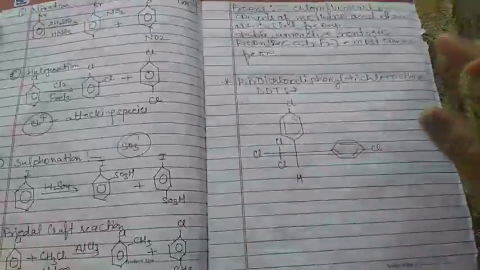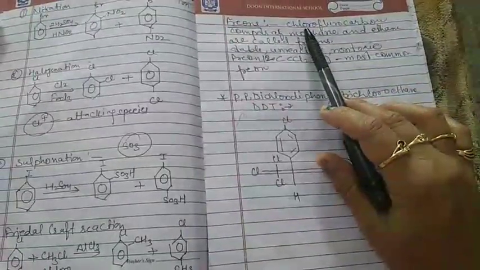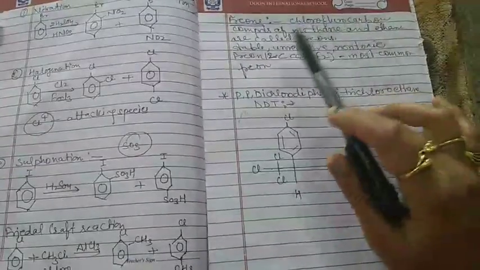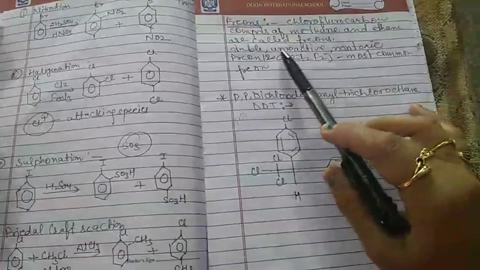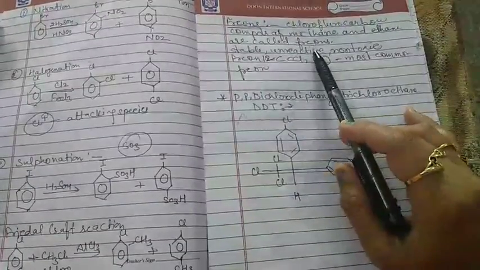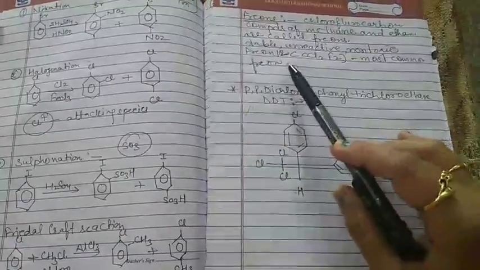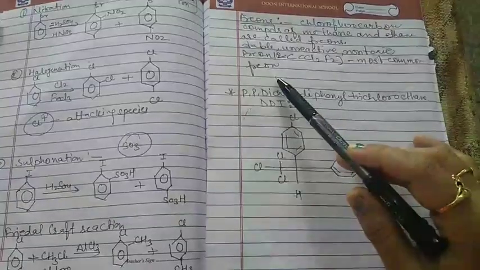Now the next one is the freons. Freons are the chlorofluorocarbon compounds of methane and ethane and they are known as the freons. They are stable, unreactive and non-toxic. Freon 12, the formula for which is CCl2F2, is the most common freon.